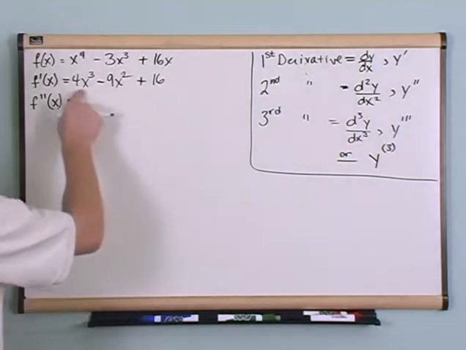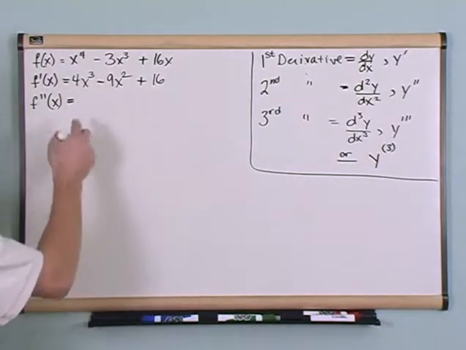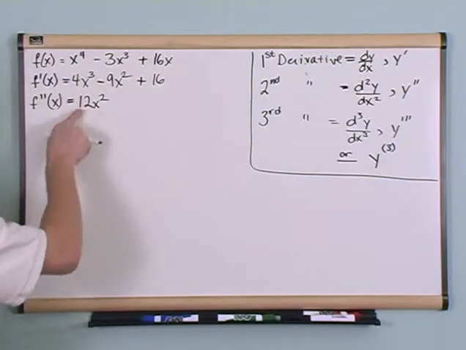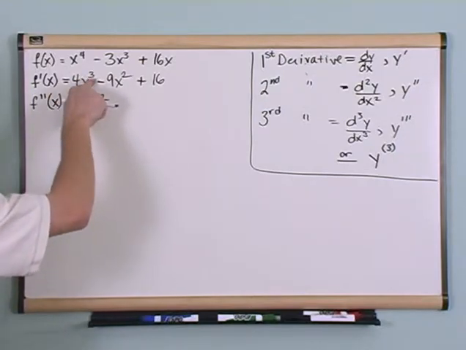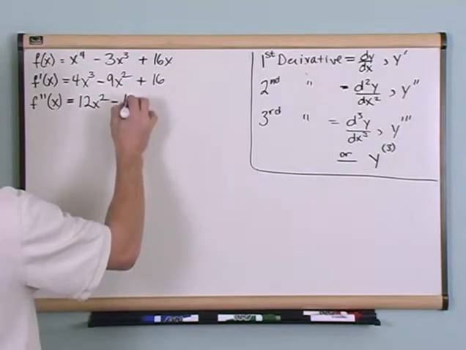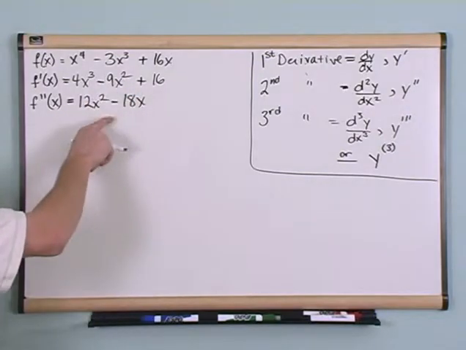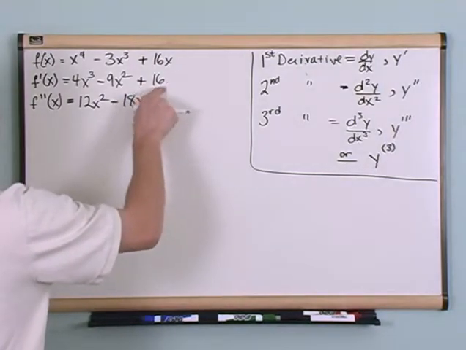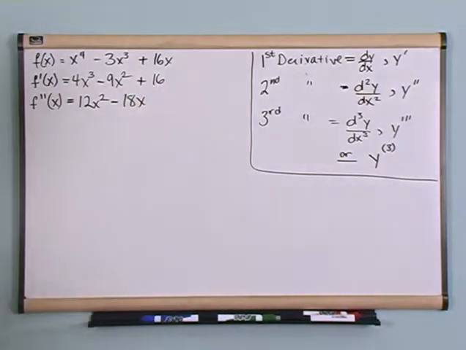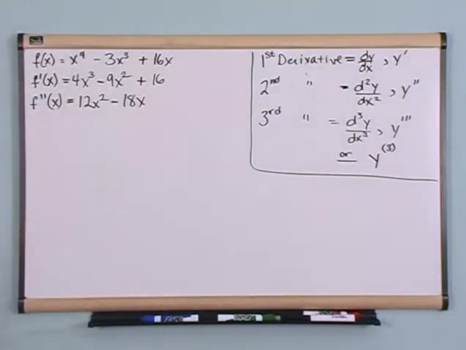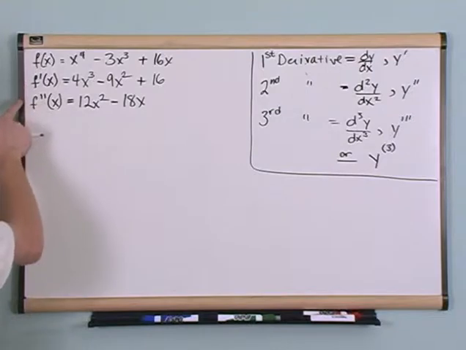So looking at this formula here, let's take the derivative of that. We have 12x squared. 3 times 4 gives me 12. And the exponent is 3 minus 1, minus 18x, because 9 times 2 is 18, and the exponent is going to be a 1. And then here's a constant. 16 is a constant, so the derivative of that is 0. So these are your answers, okay? This is the first derivative, and this is the second derivative.